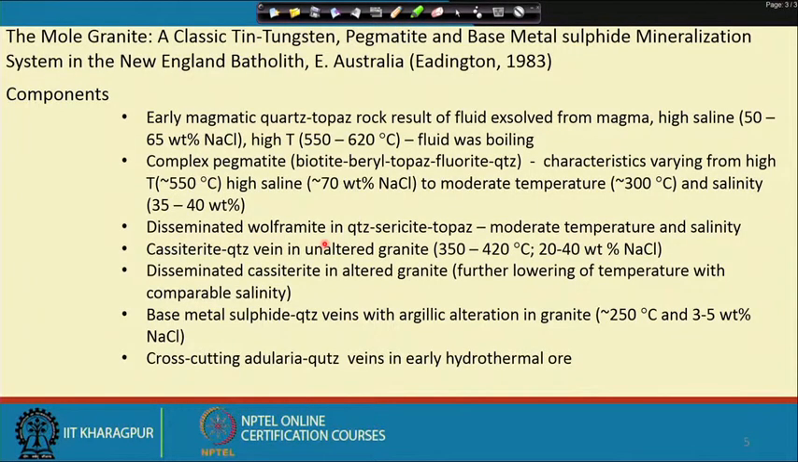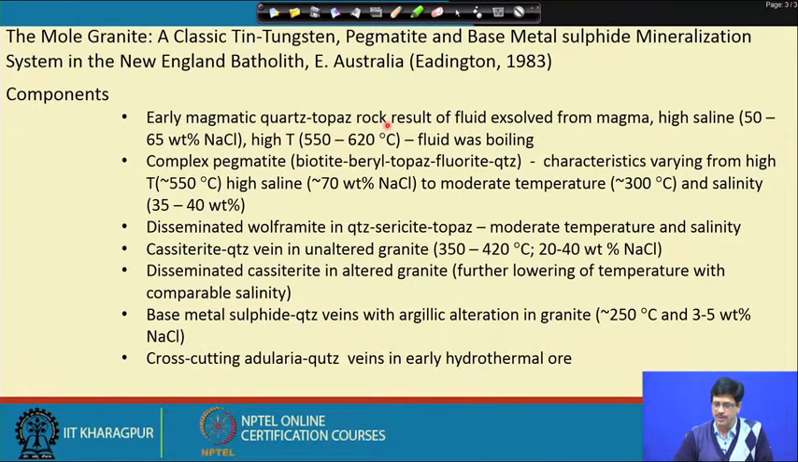So, we will just see one of these. This is of course from old literature, from Eddington 1983. It is from the Mole Granite, a classic tin-tungsten pegmatite base metal sulphide mineralization system in the New England batholith in Eastern Australia. The first component of the mineralization is an early magmatic quartz-topaz rock, which is the stage at which there was not much deposition of the ore minerals.